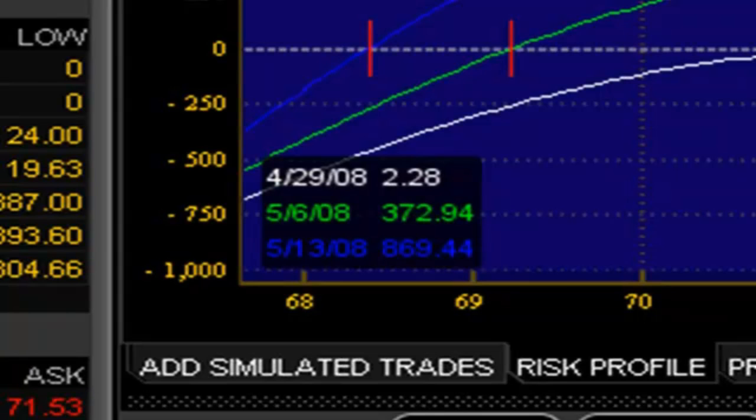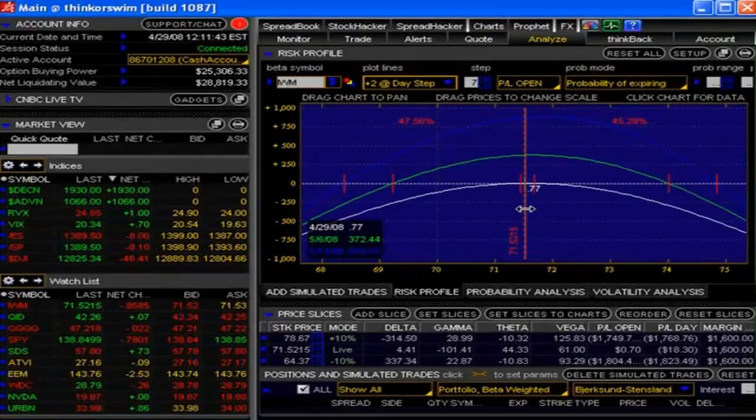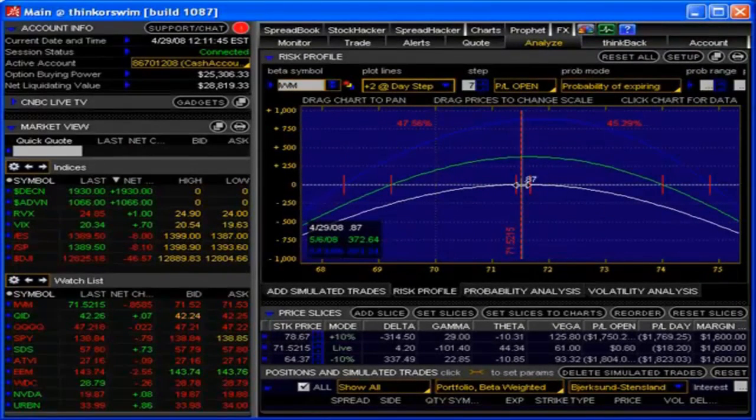You know in the future what you're going to be making based on the type of portfolio and the management of the portfolio that you're doing today. This is what happens to this white line. This white line is your current profit and loss position, and as we get closer to option expiration, this moves up. So on May 6th, we're going to have a profit of $374. On May 13th, we're going to have a profit of $871.